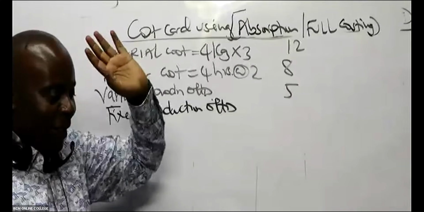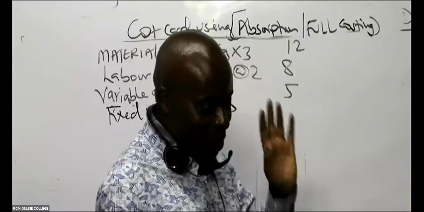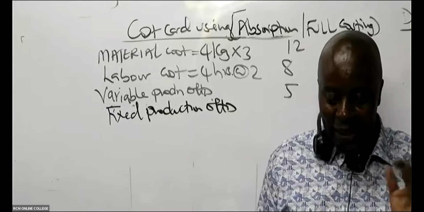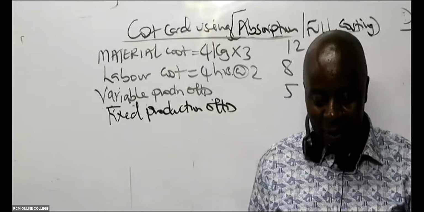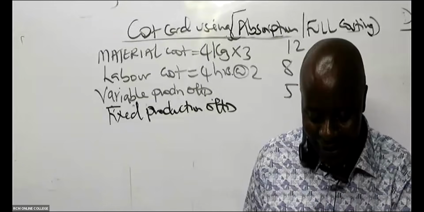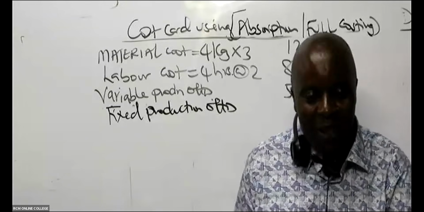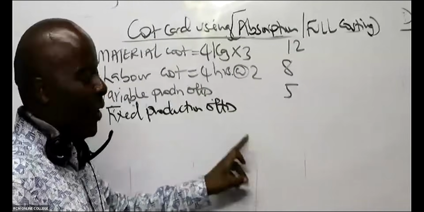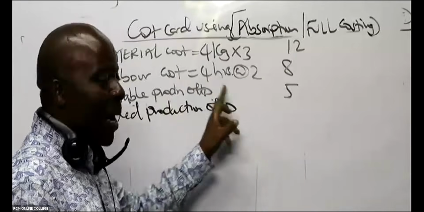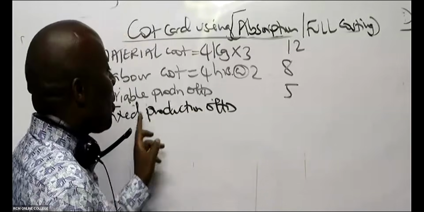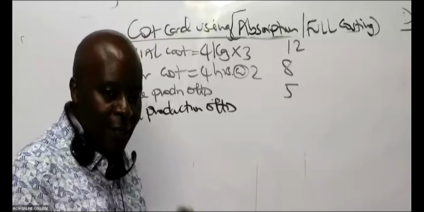Now let me hear from the online students. Please tell me, and don't take me to be harsh when I respond like that. I'm a cool guy. You see, all these are on a per unit basis. Even variable, we said variable production overhead per unit. So even this fixed production overhead must be for 1 unit, isn't it?